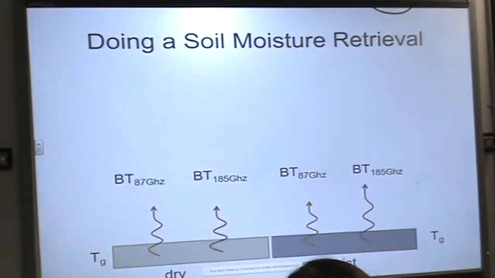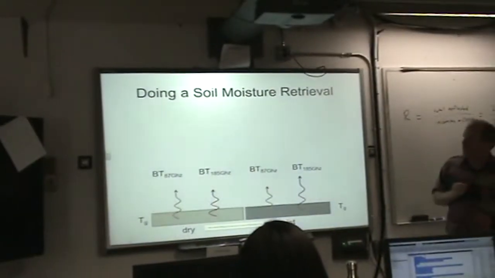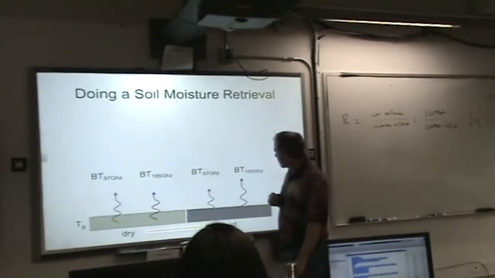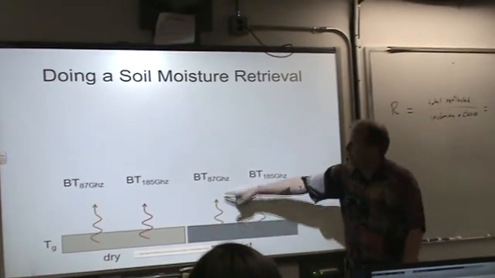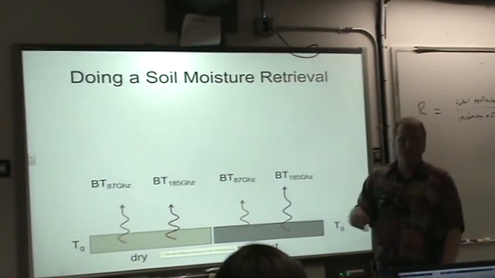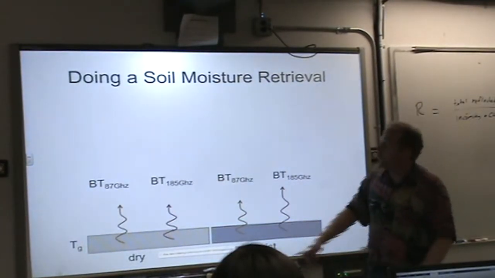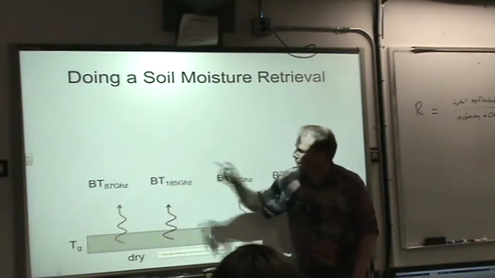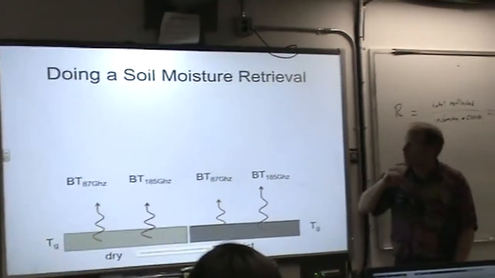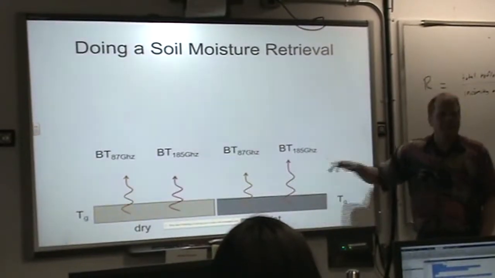If we're doing soil moisture, things are different. Microwaves do interact with snow. It turns out the 87 is absorbing in water. This is liquid water, it can rotate and stuff like that. So if we have dry soil, we make it the same brightness temperature at 87 and 185 gigahertz. But if we have wet soil, then we're going to have different emission.